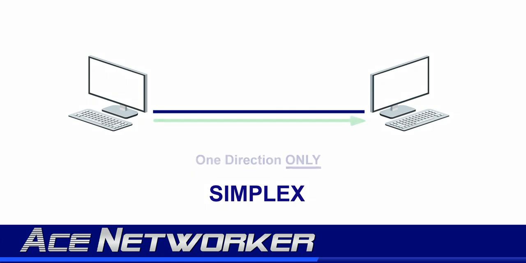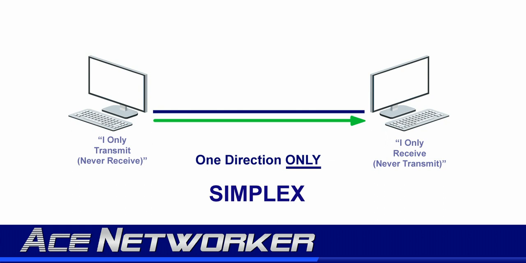Simplex transmissions travel in one direction only. Meaning, if you're using a network cable, for instance, with simplex transmission between two devices connected together with that cable, those devices only communicate one way on that cable or media. In other words, one of those devices only transmits and the other only receives. That never changes on a simplex transmission. Those two devices never swap positions. It's one way all the time with simplex.